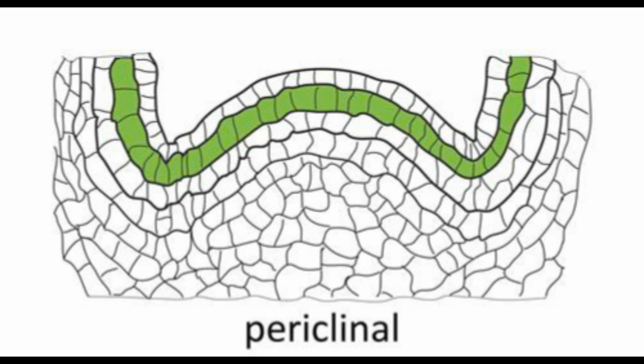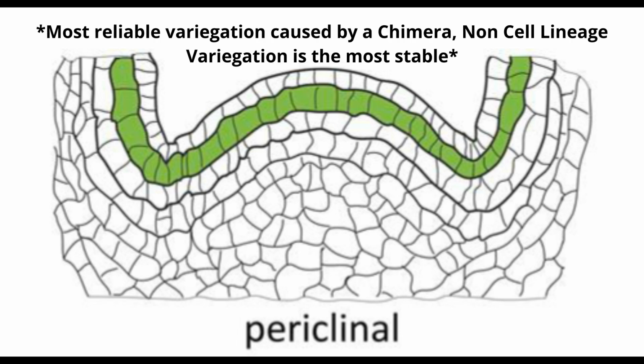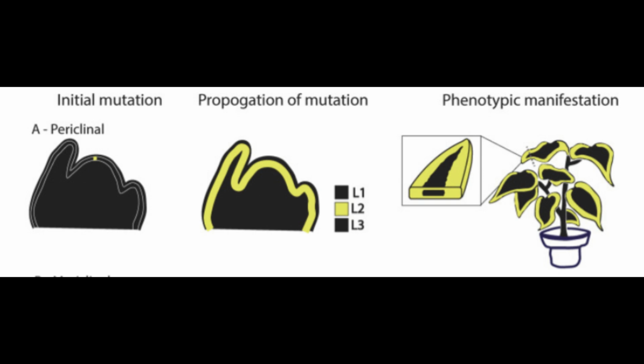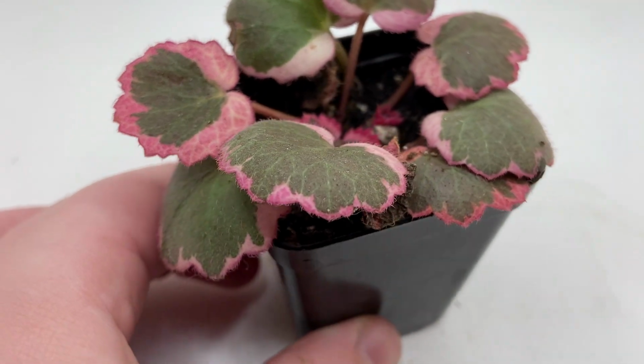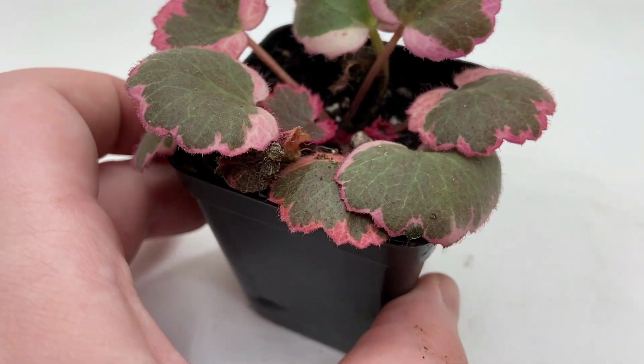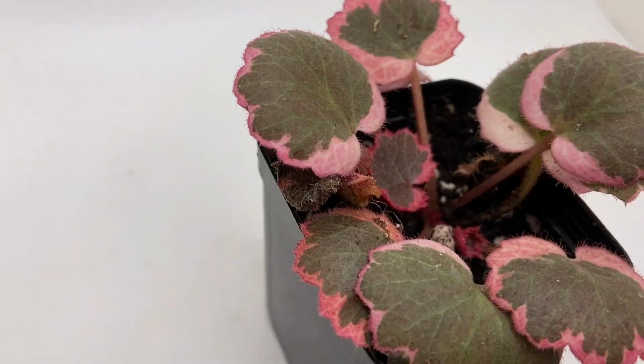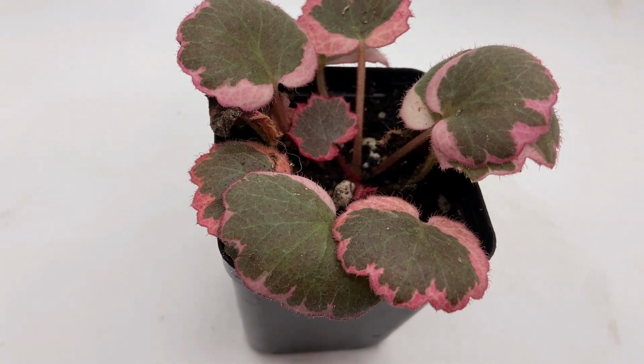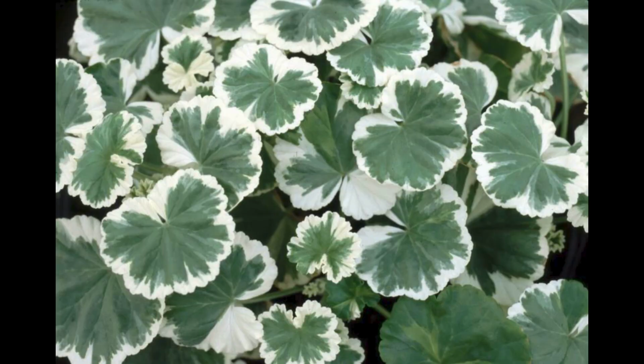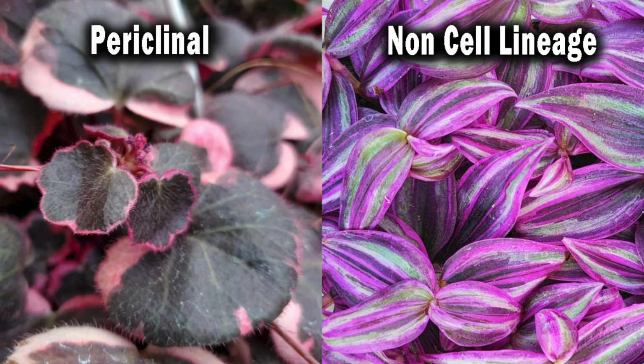Periclinal chimeras produce the most reliable type of variegation. This occurs when an entire layer is genetically distinct from another meristem layer. This makes it more reliable because the whole layer is made up of uniform mutated cells, so they multiply in the same layer every time. This also ensures the normal cells will multiply equally as well. As the plant grows, the variegation pattern will show up almost the same every time. At a glance, periclinal chimeras may appear similar to the non-cell lineage variegation, but if you take a closer look, the chimera mutation looks kind of rough around the edges, and the non-cell lineage looks more refined.